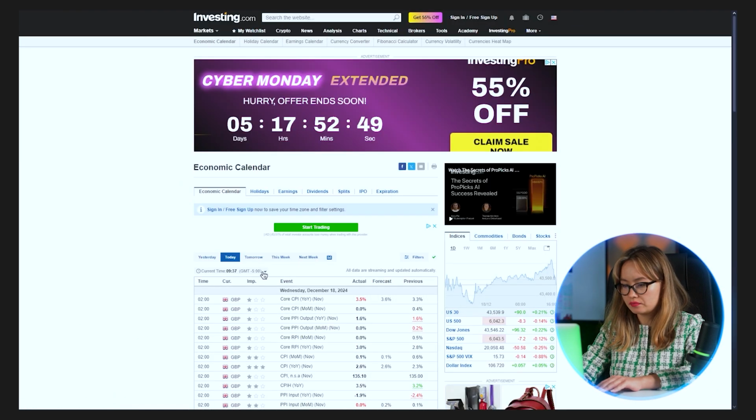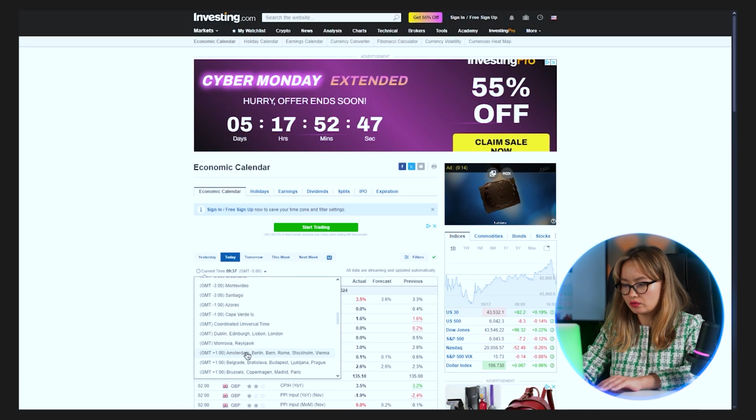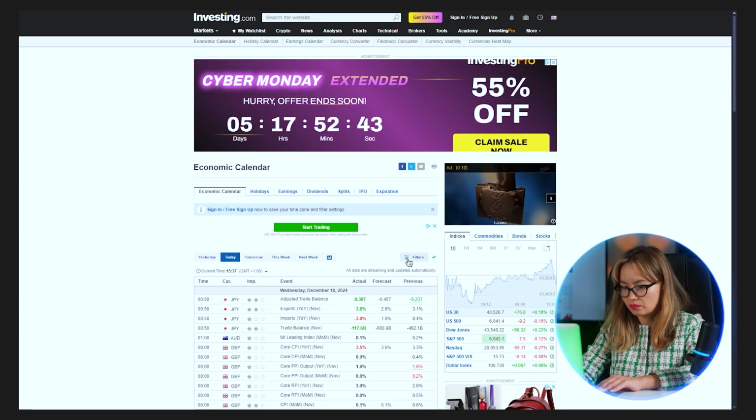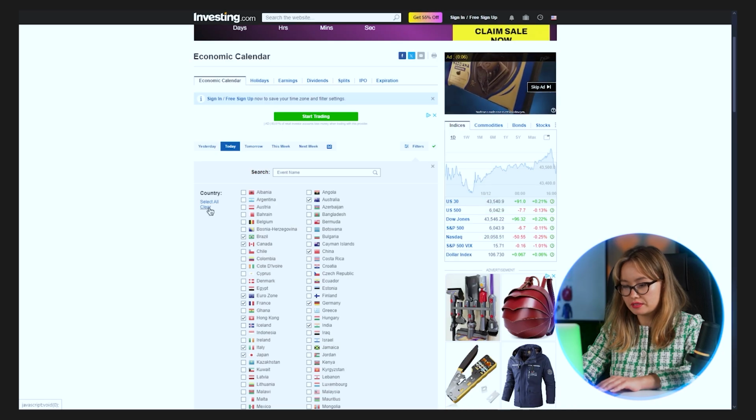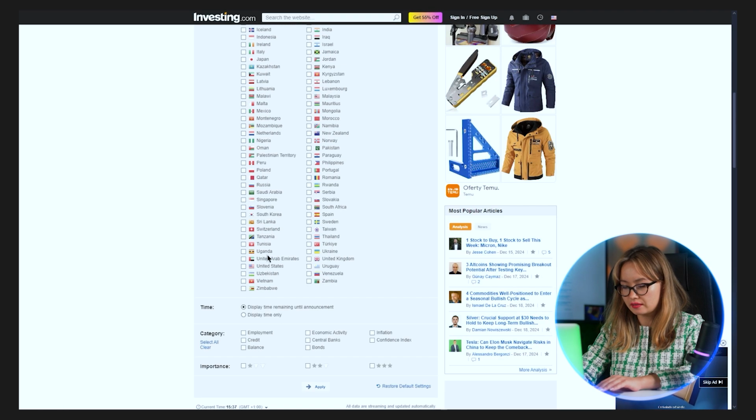Now let's set it up. First, I'll change the GMT to the European region. Next, I'll filter by country. I'll remove everything except the USA. Click the 3 stars and hit apply.